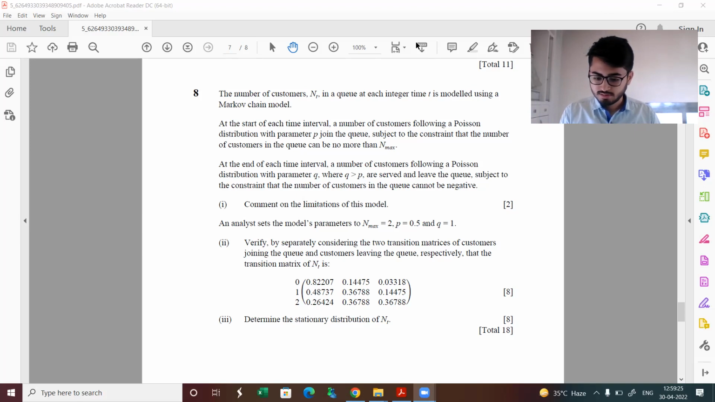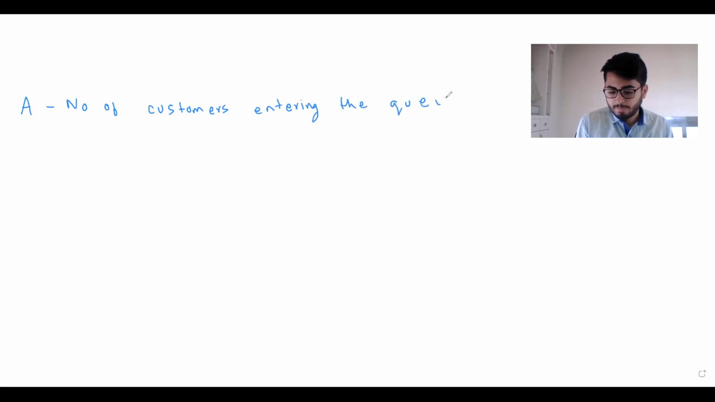So let's give that a shot. Now, I will first define, let's say, A, which is the number of customers entering the queue. Similarly, I will define B to be the number of customers leaving the queue.